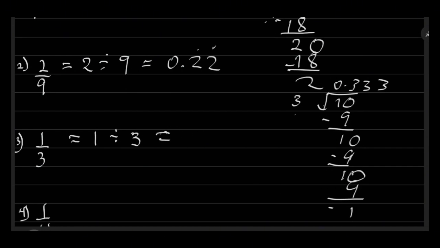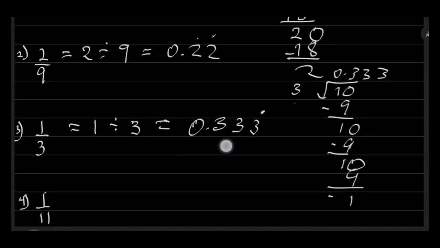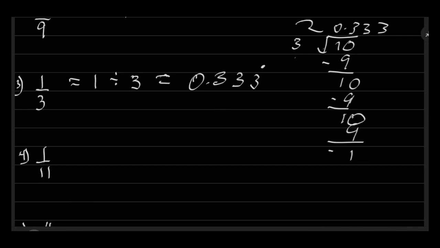So this is equal to 0.333. Since it is recurring, we put this up here. But keep in mind that not all numbers would give us recurring fractions. Okay, so we have to work them out and be sure first. Now 1 is being divided by 11. Let's try out this one too.